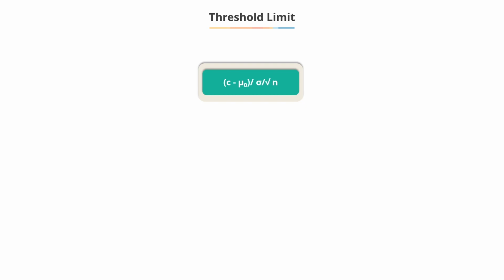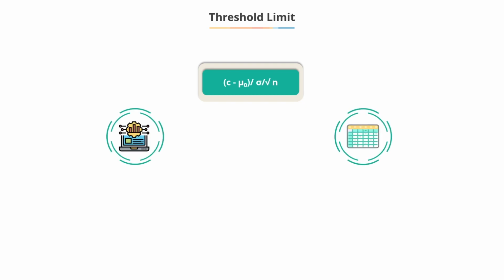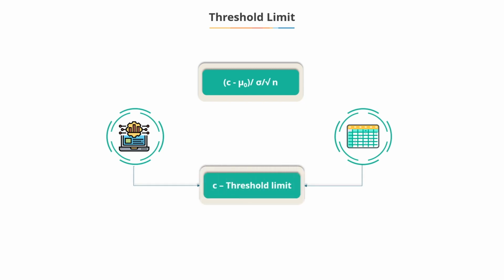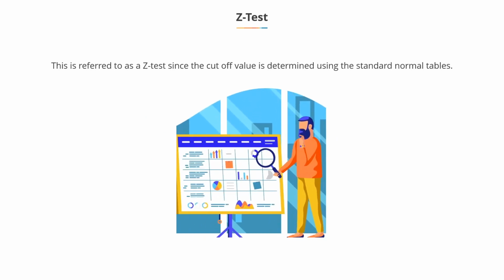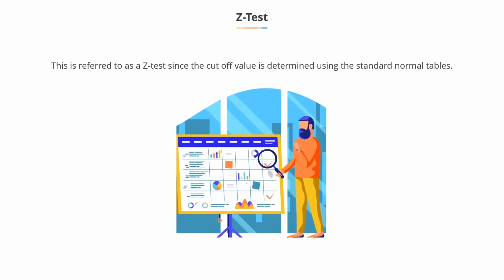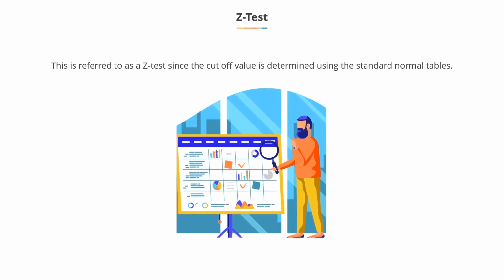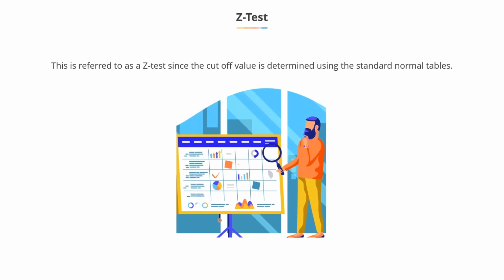Hence the value of c minus mu naught by sigma by square root n can be obtained using software or statistical tables. Once c minus mu naught by sigma by square root n is known, the threshold limit can be determined. Knowing the value of c, one can decide whether to accept or reject null hypothesis. The above test is referred to as a Z-test, since the cutoff value is determined using the standard normal tables.